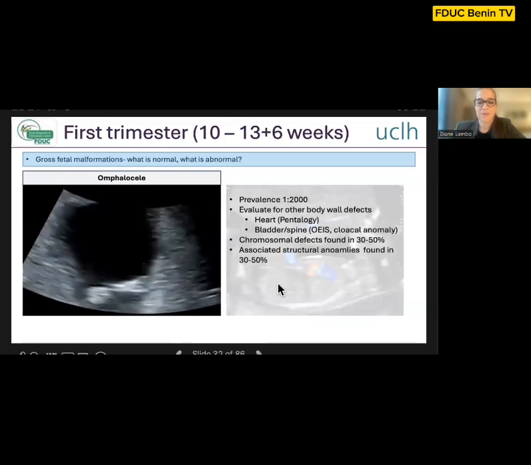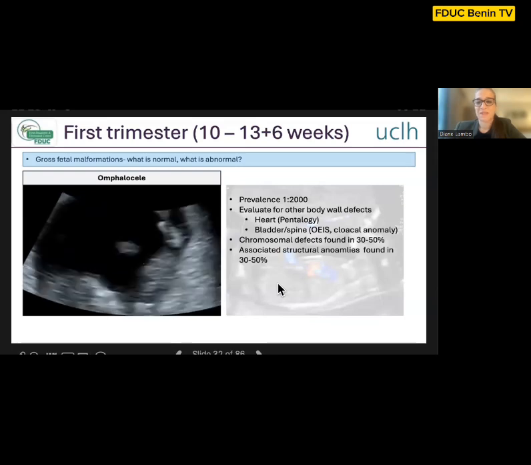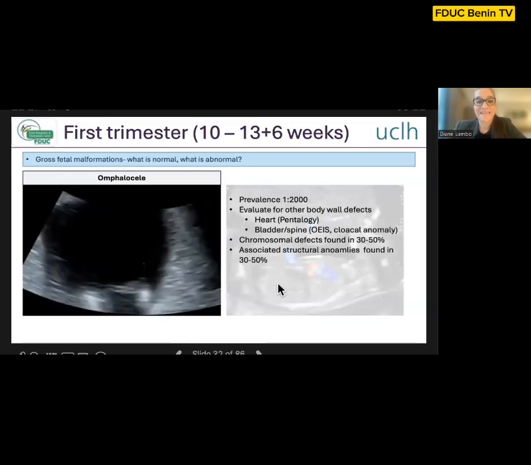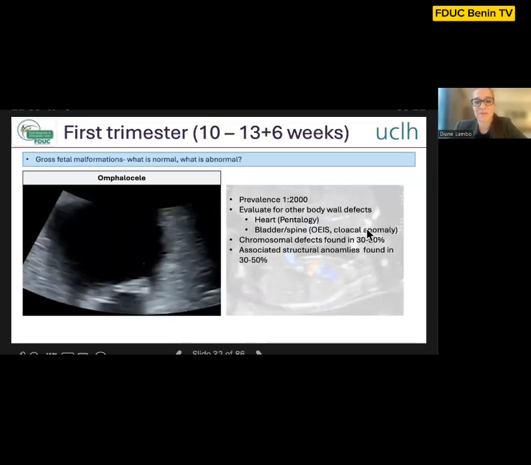So unlike gastroschisis, omphalocele is associated with other anomalies in about half of cases, particularly cardiac defects. So again, if you see an omphalocele, you have to examine the baby closely elsewhere.